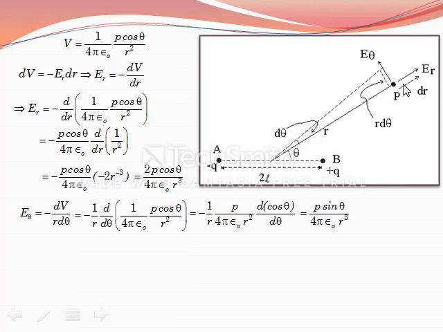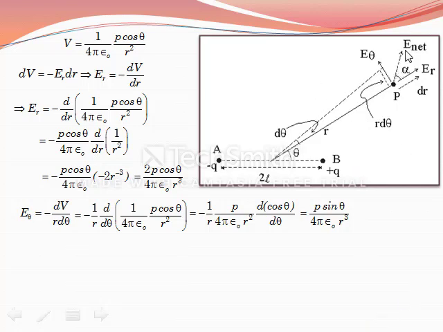So now here we have two components of field, one E_r along this direction, the other E theta in this direction. The resultant will be somewhere in between them over here. Let's draw the resultant.